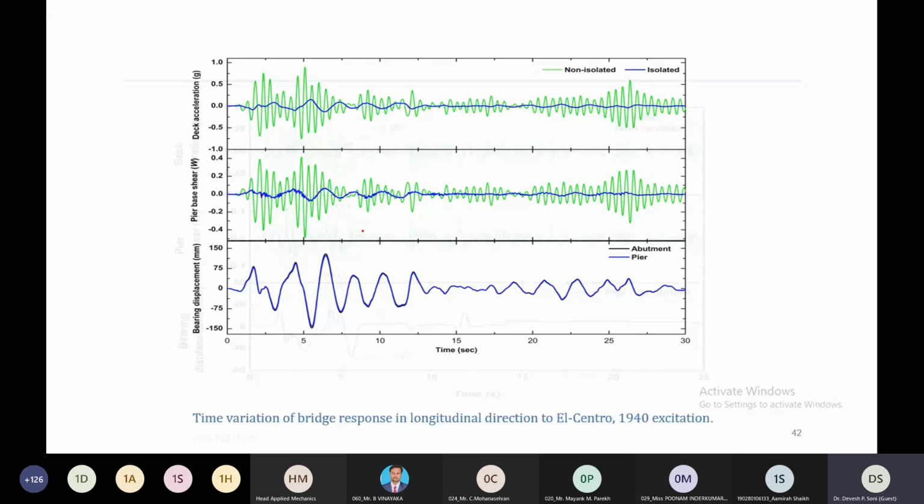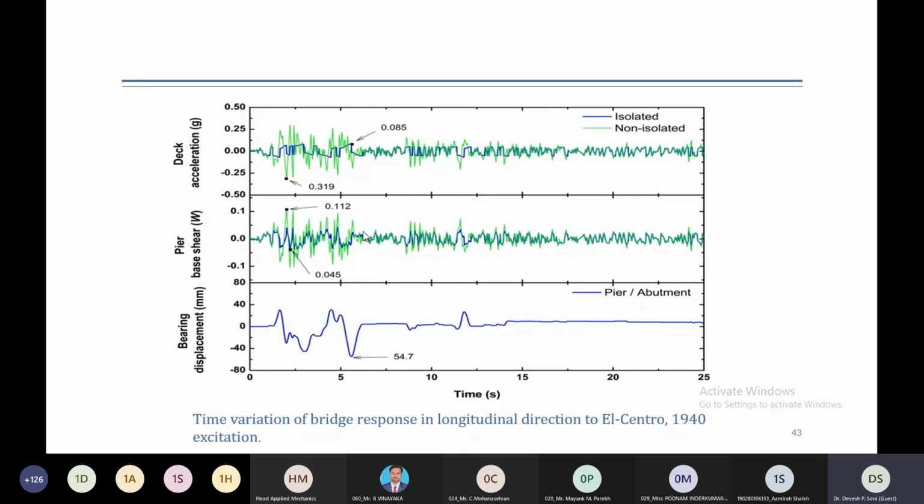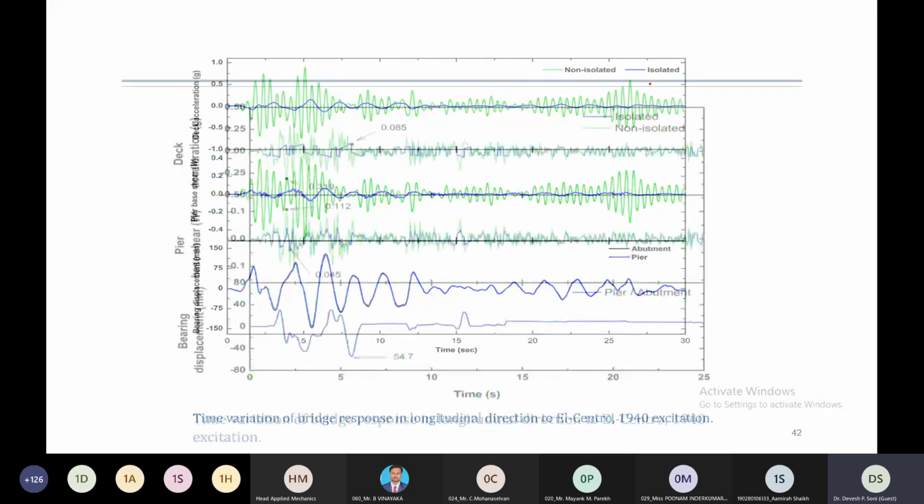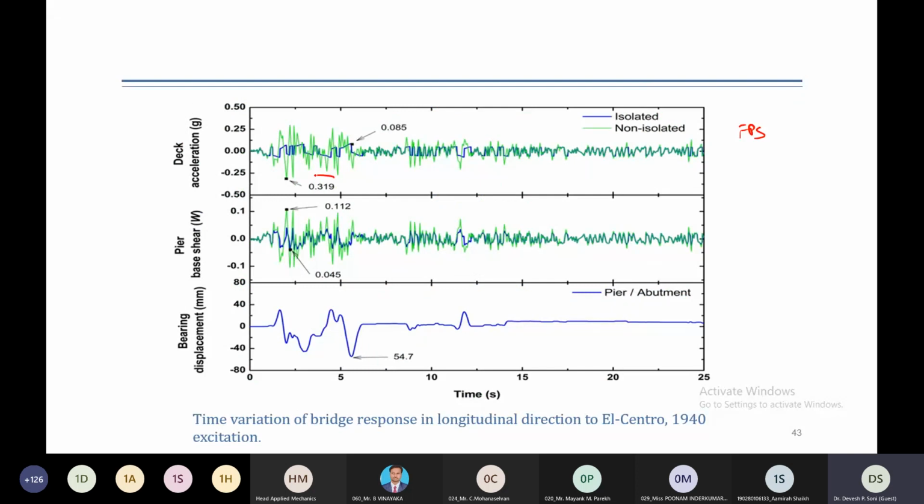So this is another example, for an FPS type system. Previously this was for a lead rubber bearing, and this example is for a friction pendulum system, and we can examine the numerical values. For the fixed base bridge, the deck acceleration is 0.32, and for base isolated it is 0.08. Pier base shear is also reducing drastically from 0.11 times the weight of the deck, it becomes 0.045.